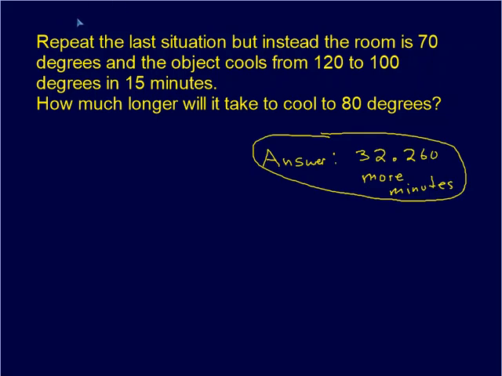So we do have another example for us to try, but instead of me working it out, I think what I'd like you to do here is, if you'd like to take a few minutes, I'll give you the answer to this problem. It says we're going to repeat the last situation with these changes. The room temperature will now be 70 degrees. The object will this time cool from 120 degrees to 100 degrees in the first 15 minutes. And the question you want to answer is, how much longer will it take to cool to 80 degrees? Now, the answer is 32.26 more minutes. If you'd like to try for practice, just try and work it out yourself and prove that that's the answer.